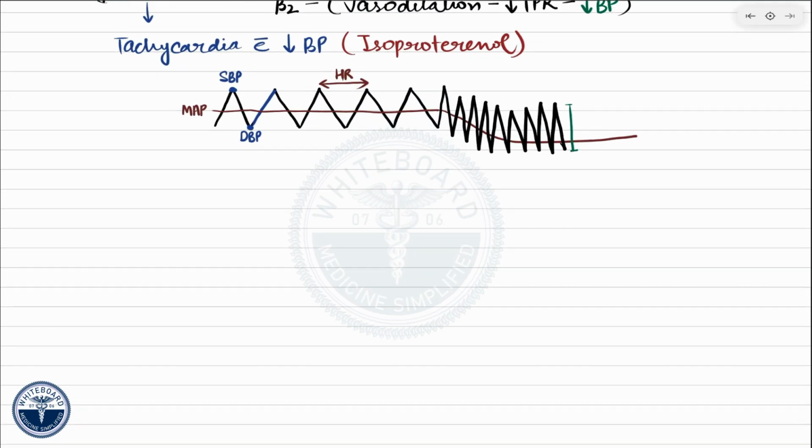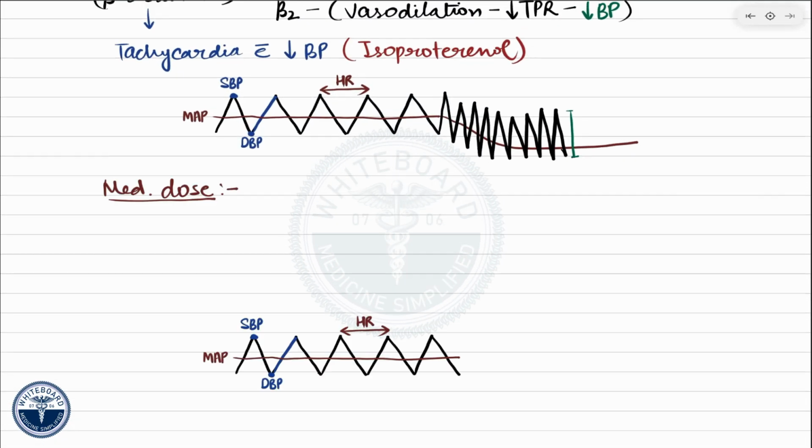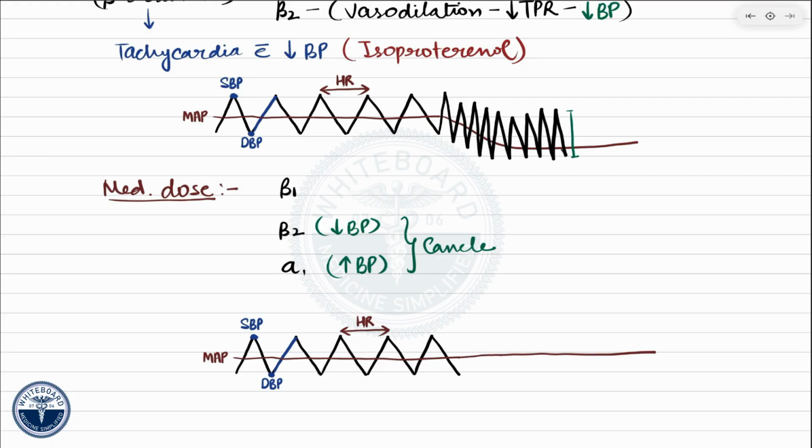Now let's gradually increase the dose. As the concentration rises, alpha 1 receptors begin to contribute. At this point, beta 2 mediated vasodilation is trying to lower blood pressure, while alpha 1 mediated vasoconstriction is trying to raise it. These two opposing effects partially cancel each other. As a result, mean arterial pressure changes very little.